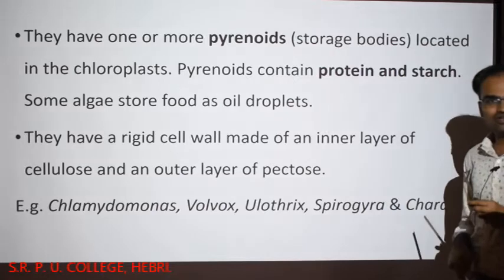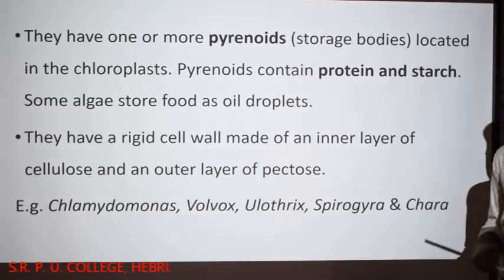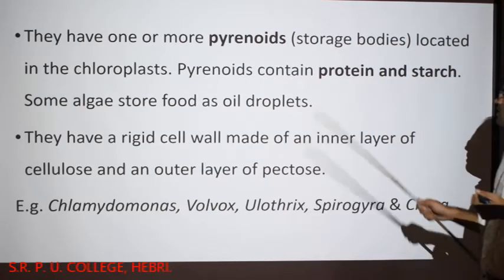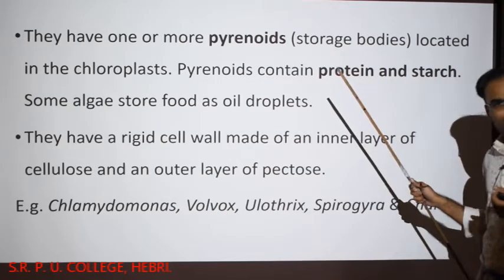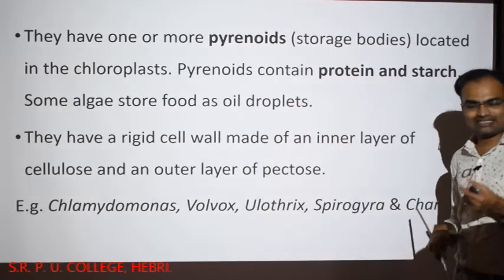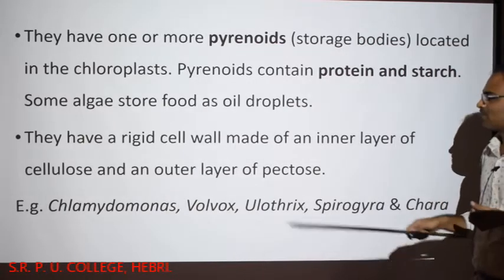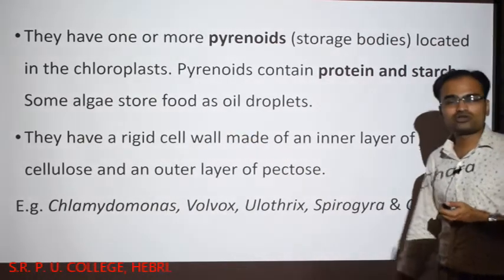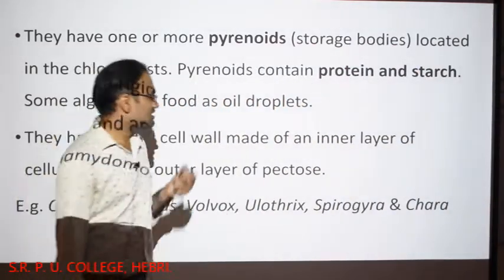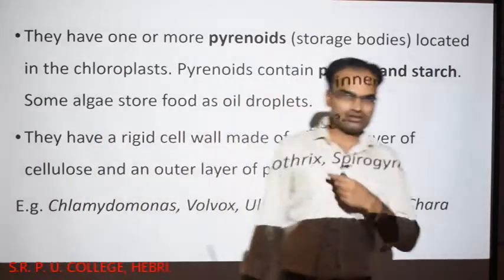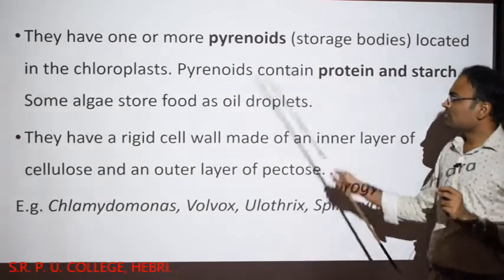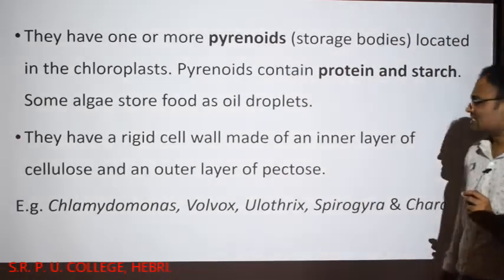Those storage bodies are called pyrenoids. What do these pyrenoids contain? They contain protein and starch. Protein and starch together form the pyrenoid, which is present within the chloroplast and acts as a reserve food material. Some algae can also store food as oil droplets, that means the fat bodies, along with the starch and the protein.